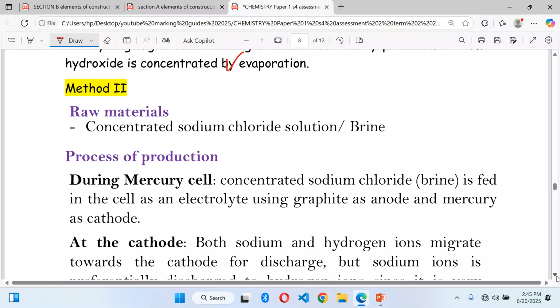Now let's look at the second method using the matrix cell. We are going to go faster so that we can complete this. So in the second method, the raw material remains the same. Now the process of production. During the matrix cell, the concentrated sodium chloride, which is brine, is fed in the cell as an electrolyte using graphite as anode and mercury as the cathode.